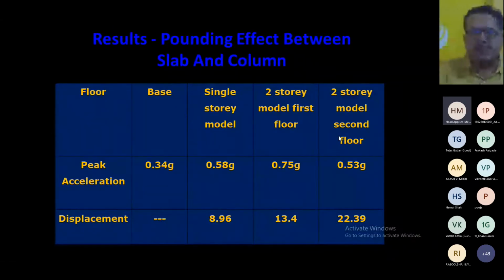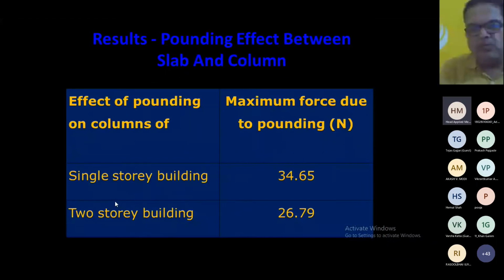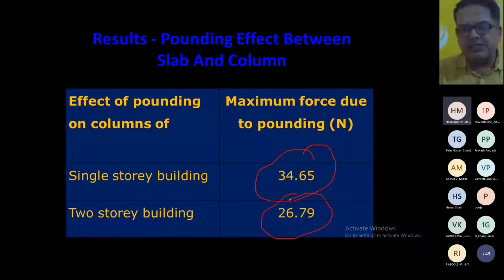Now you can see this is a without pounding result, right? Now these are the peak accelerations and the displacement in case of slab to column pounding, and you can see the additional force, this much force, it is almost more than the value of the weight of the slab. It is transferred in the original direction in the form of an impact force, right? So this impact is really very dangerous, right?